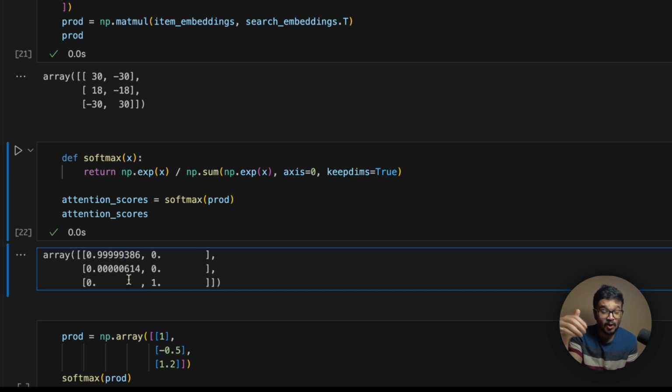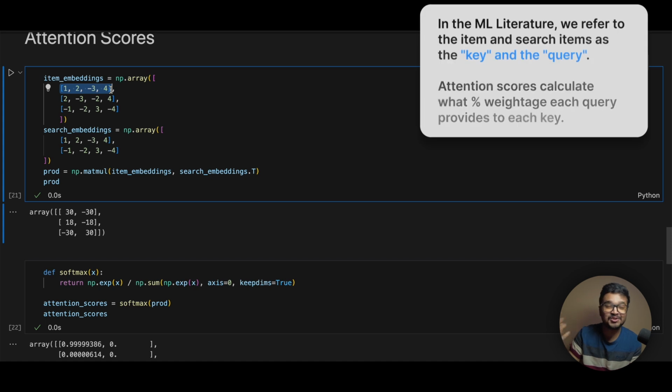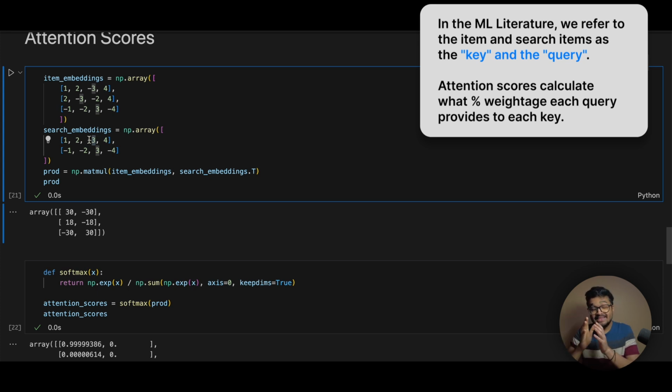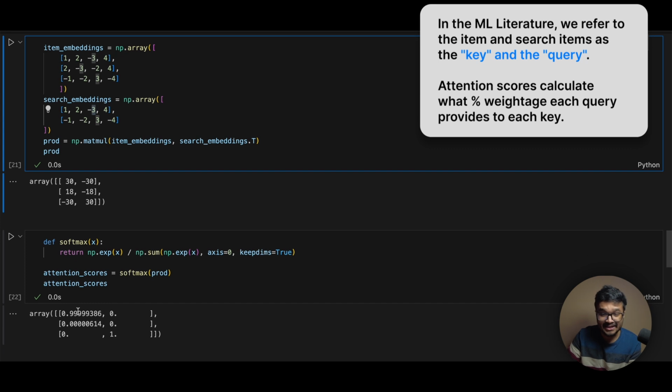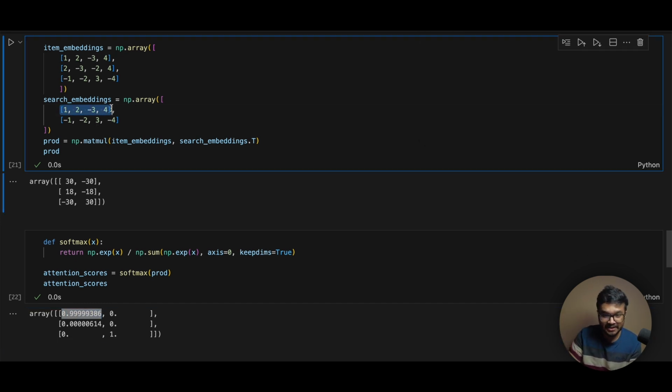So this is the concept of what an attention score basically is. You have some search embeddings and you have some item embeddings, which we will soon be calling key embeddings, and we'll call these search embeddings query embeddings. So you have a bunch of query embeddings and a bunch of key embeddings, and you want to find out, for each query, what attention score that query provides to all of the keys. In this case, you're providing 99% attention between the first query and the first key.